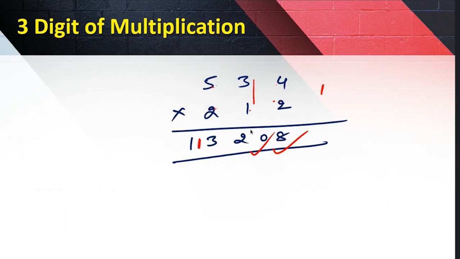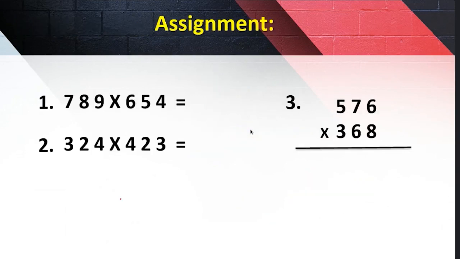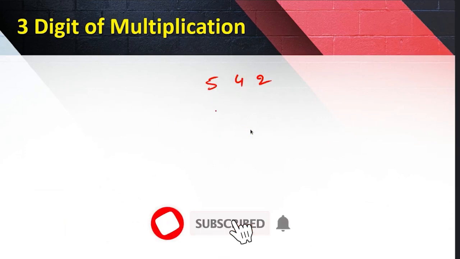And 3 1s are 3. So 21. 21 plus 1 is 22. Correct. 2 carry over. Next step, 5 1s are 5. 3 2s are 6. 6 plus 5, 11. 11 plus 2 is 13. That is correct. And now 5 2s are 10 plus 1 is 11. Very good.